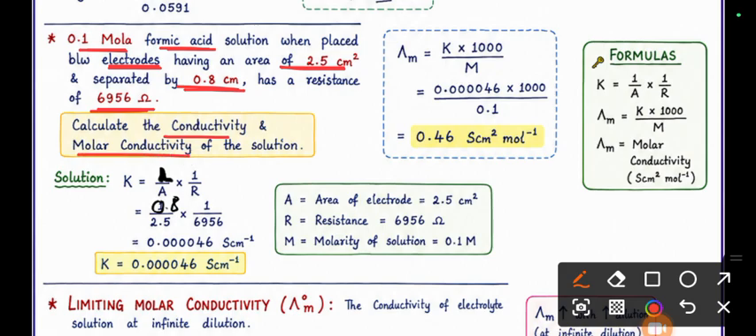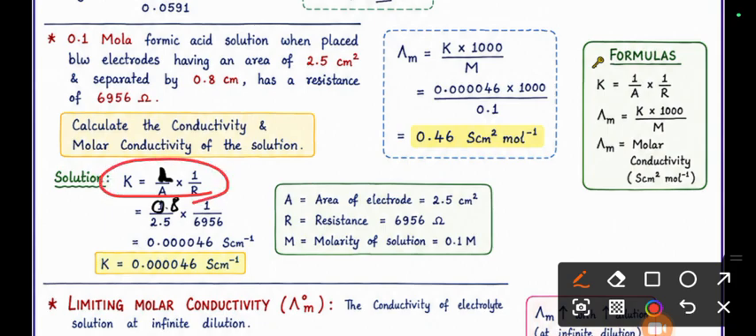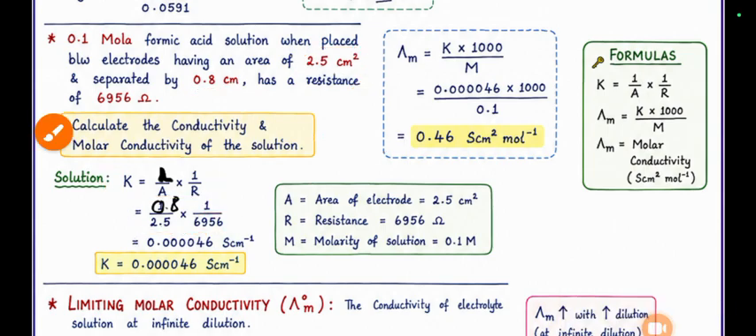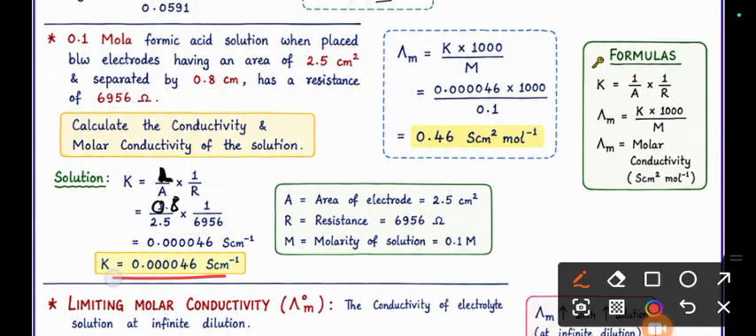Conductivity formula is conductivity K is equal to L by A, into 1 divided by R. L is length, means distance between the two electrodes, that is 0.8 centimeter, divided by A. A is area of cross section, that is 2.5 centimeter square. R is resistance, that is 6956. When you calculate, you will get conductivity value is 0.000046 Siemens per centimeter.